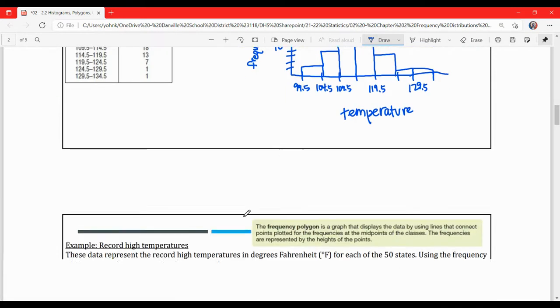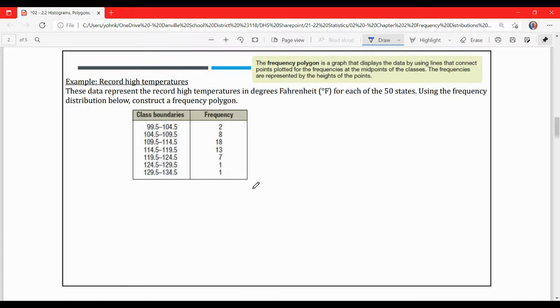All right. The next type of graph we're going to look at is called a frequency polygon. This is a graph that displays the data by using lines that connect points plotted for the frequencies at the midpoints of the classes. The frequencies are represented by the heights of the points.